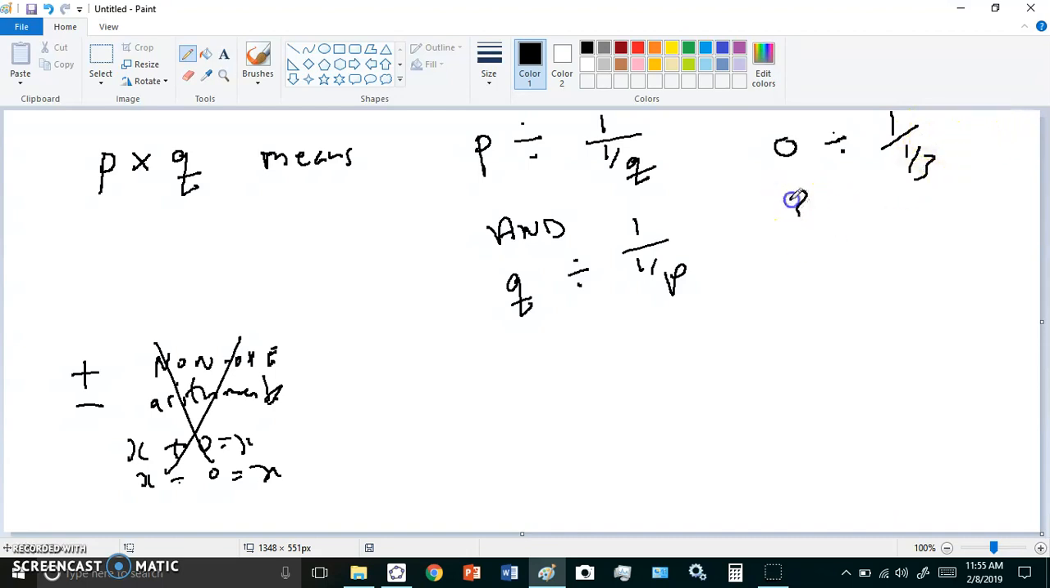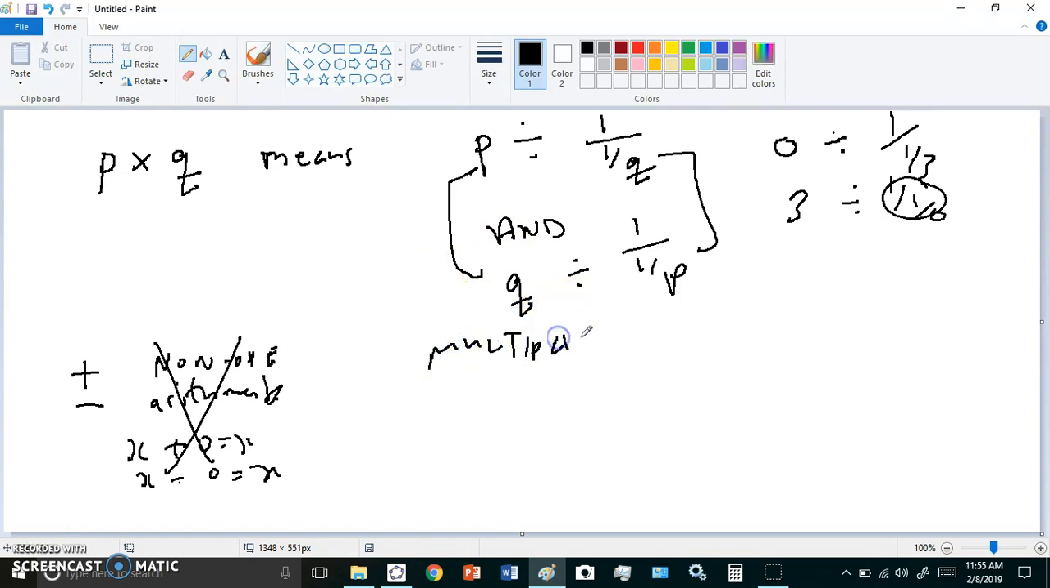But if you have 3 divided by 1 over 0, you're going to end up with a problem, because you're going to have 0 here, okay? And you cannot divide by 0. So both of these must be true, and hence you cannot do multiplication by 0.